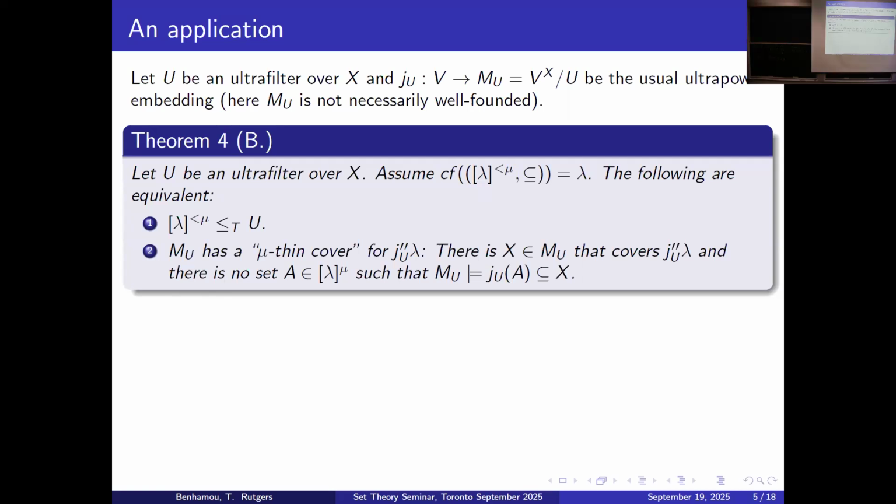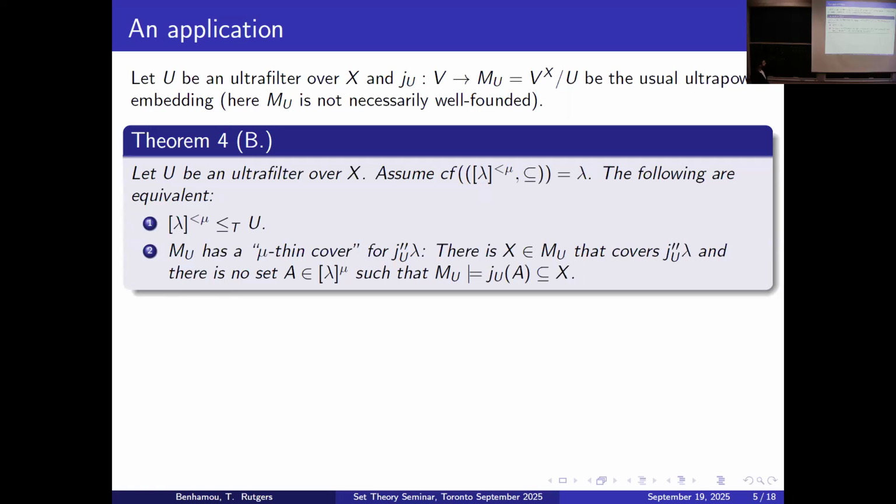Okay, so obviously there are sets like that. There are always sets like that: you can just take X to be j_U(lambda), right? But we need some kind of non-triviality requirement, and this is the mu thin. The cover being mu thin just means that the cover does not contain the image of a set of size mu. So for example, if X were that, it would have contained the image of a set of size mu. Okay, so that turns out to be equivalent.